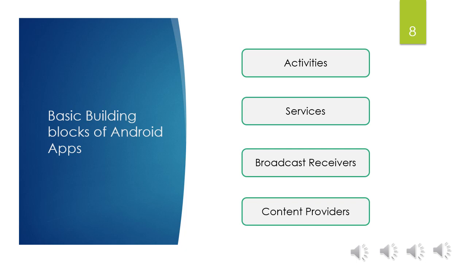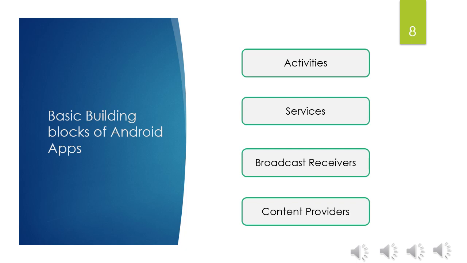Basic building blocks of Android applications. Activities. Activities represent individual screens with a user interface that users can interact with. They serve as the entry point for users to interact with your app. Each activity typically corresponds to a single screen or a portion of the user interface.